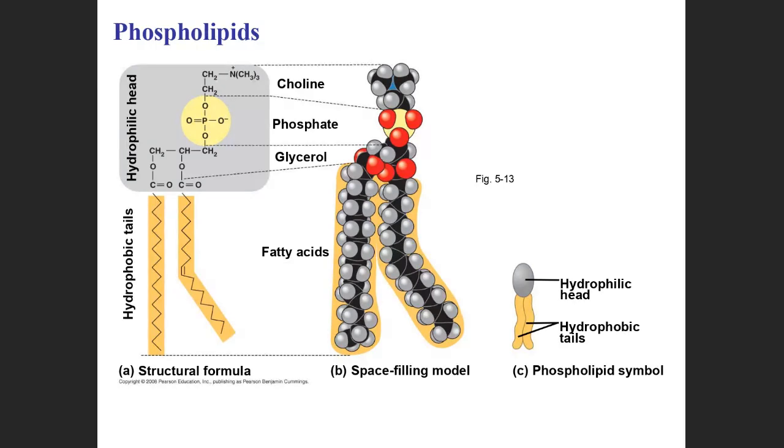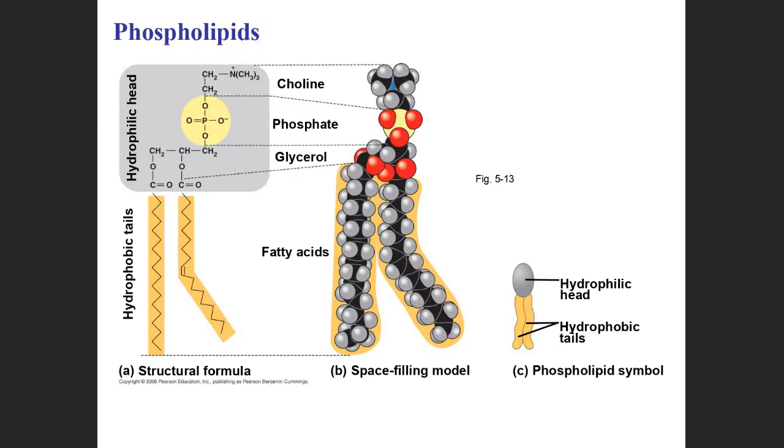A phospholipid, these are the lipids that make up membranes. So a phospholipid has two fatty acid tails. It has a molecule of glycerol, but it has a phosphate group and a choline group. Notice that the phosphate and choline are charged. So because they have charges, they like water. They like to interact with water. So the head of a phospholipid is hydrophilic. It loves water. But the tails are still hydrophobic. They do not like water.